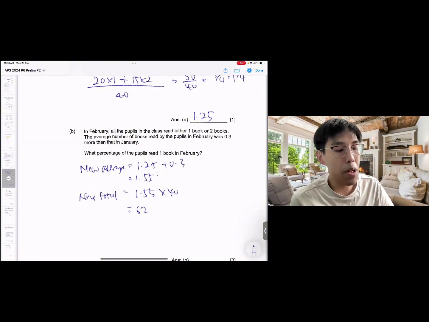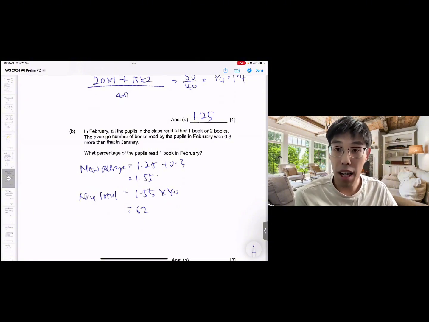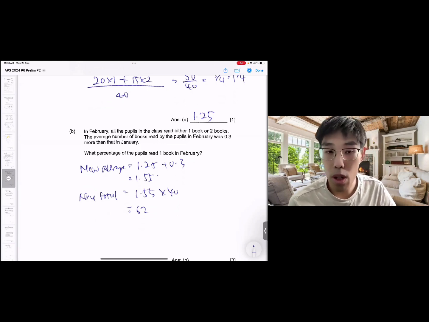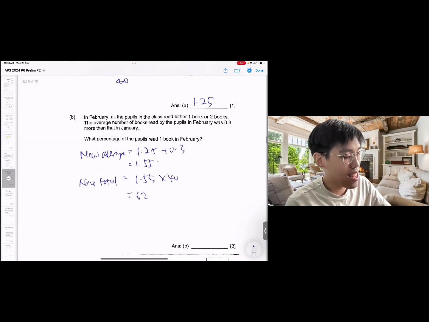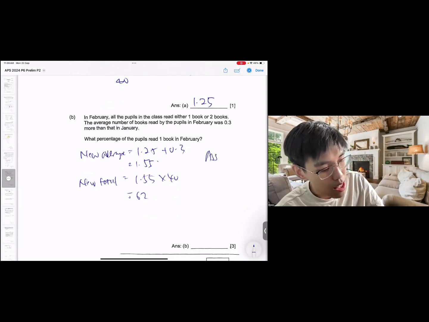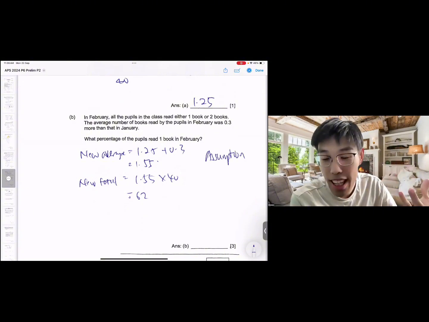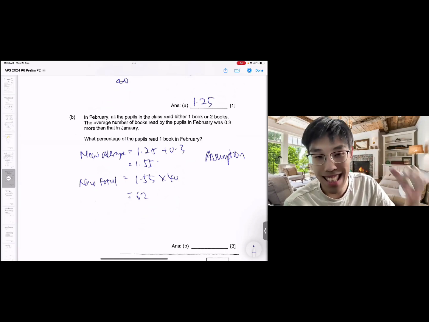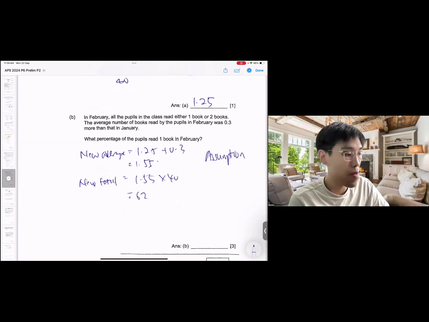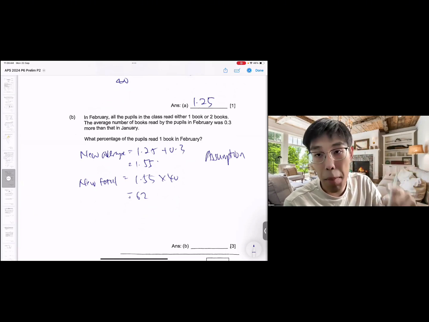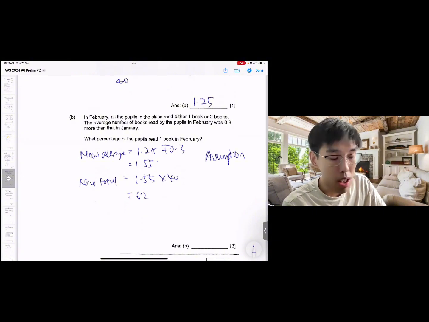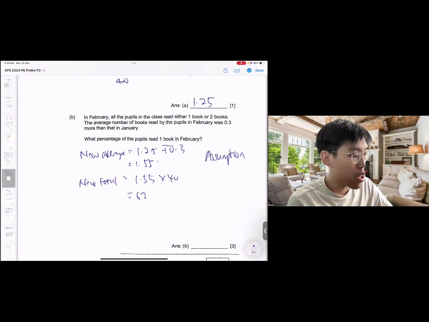Interestingly, they either read 1 or 2 books. What percentage of the pupils read 1 book in February? It's a different graph, I cannot use anything else. So what do we use here? The idea here is the assumption method. You can do guess and check if you want, but there's no point. Just use assumption. We want to find the number of people who read 1 book, then you can find the percentage.